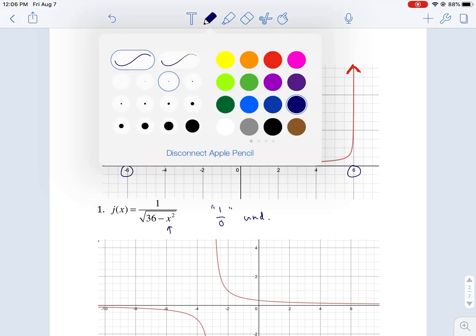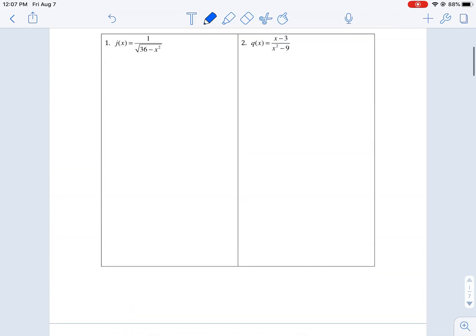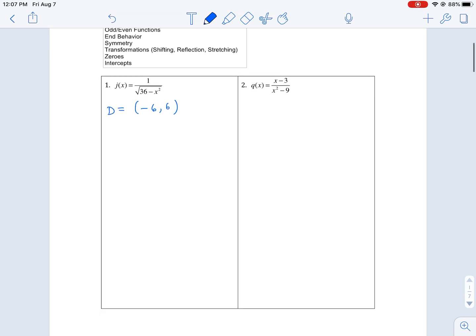So, I'll change colors here. Maybe I'll make them blue. But at 6 and at -6, you get this vertical asymptote. And those are just guidelines. It's like the graph gets really, really close to those values, but never quite gets there. But that's what drives your domain. So the domain is all the x values between -6 and 6, and in interval notation, I put those in parentheses because I never quite get to those values. -6 does not work in the function.